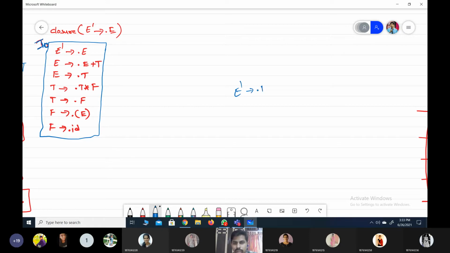If we consider the first production, E dash tends to dot E. To move the dot one position towards the right side, what is the symbol that I have to apply? E. That property is called goto. On this I0 set, if I observe goto of I0 on E, that means in the right hand side, the dot is moved one position towards the right side.